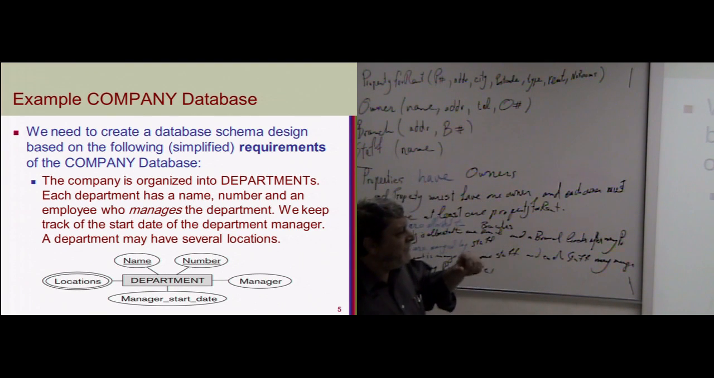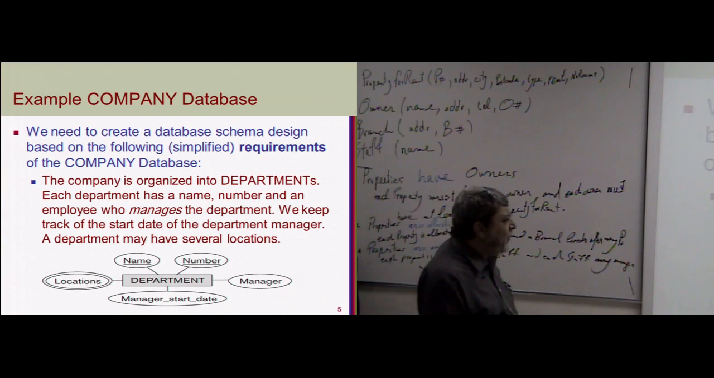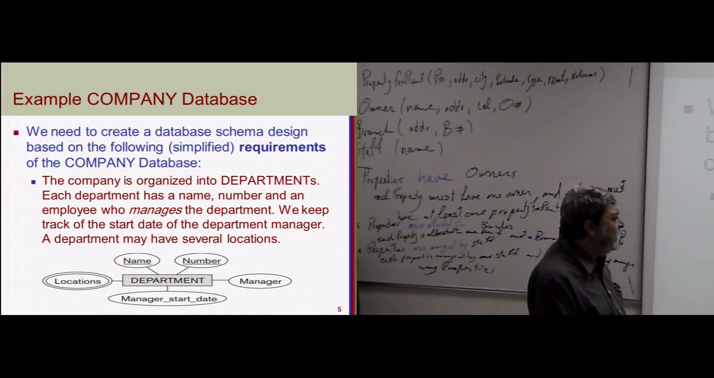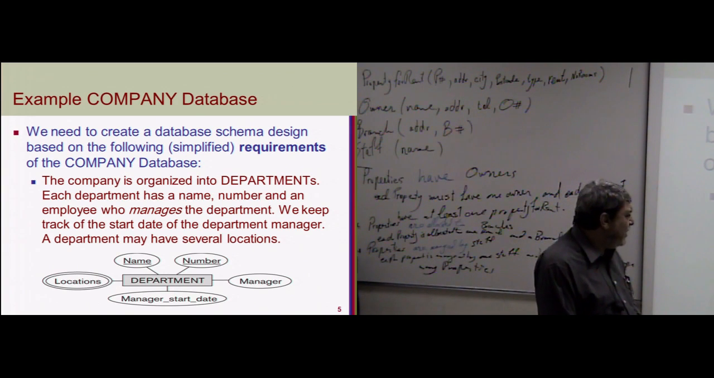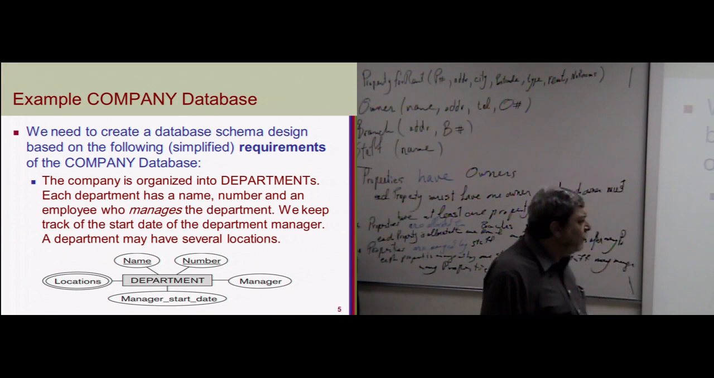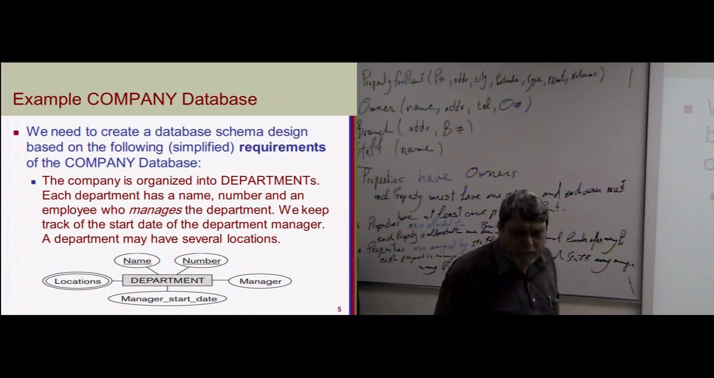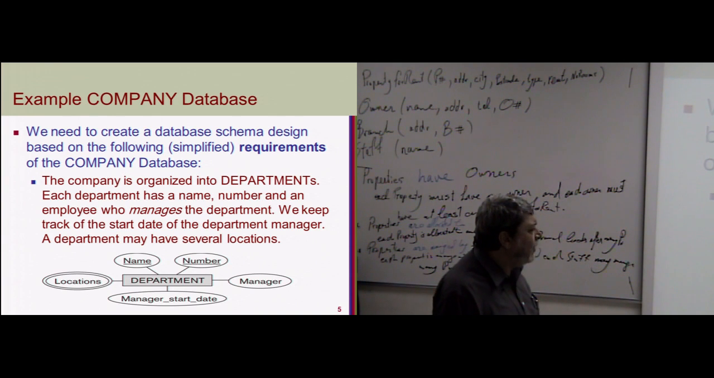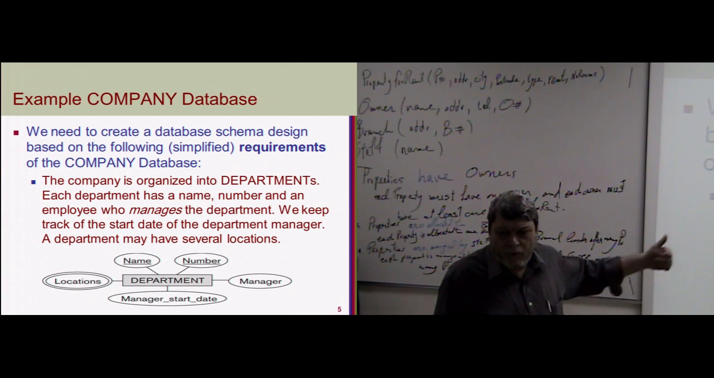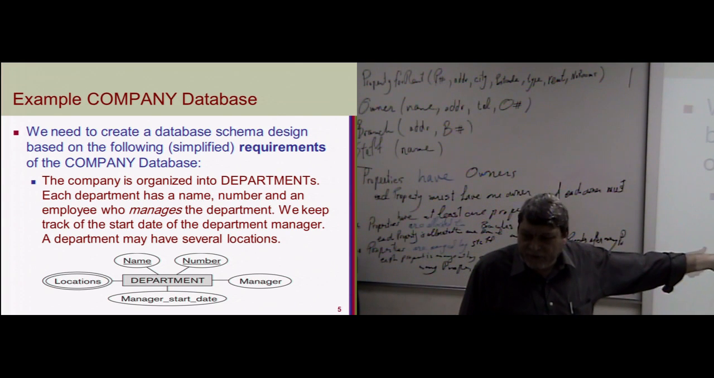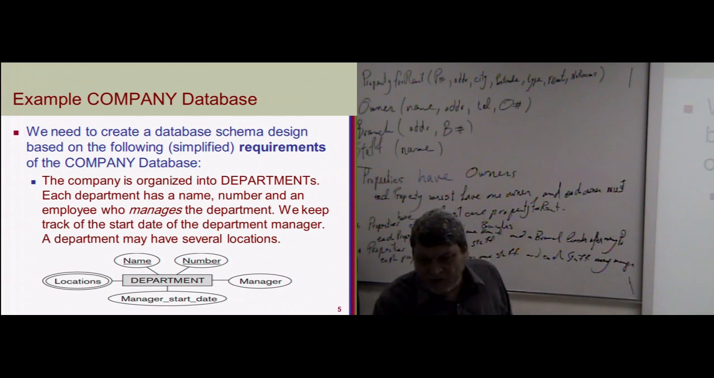So at least I have identified a department that has 3 attributes at least: name, number, and manager. Let's continue reading. We keep track. Keep track means stores. We keep track of the start date of the department manager. So he wants to know who is the manager and when the manager started his position, started being a manager.